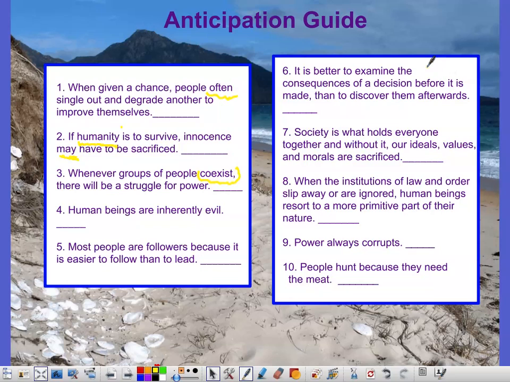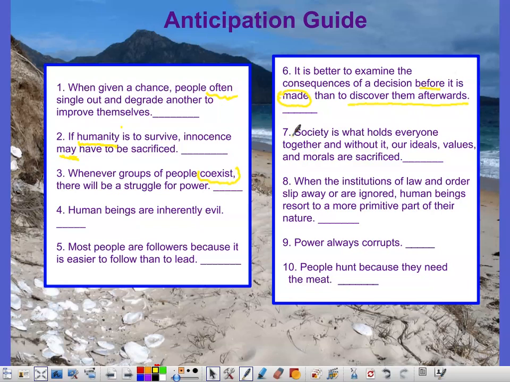Number 6, it is better to examine the consequences of a decision before you make it than to discover the consequences afterwards.